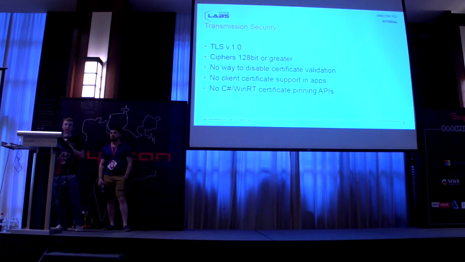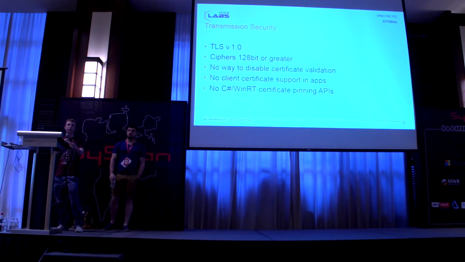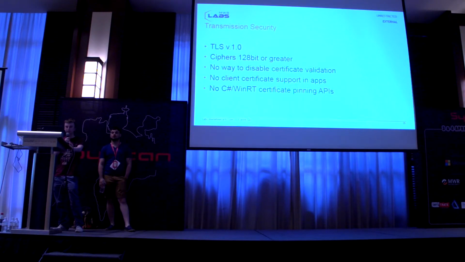So on Windows Phone 8, it supports TLS 1.0 by default, whereas if you compare this to iOS, iOS is on TLS 1.2 in the latest SDKs. So Windows Phone is a little bit behind like that. But there are no weak ciphers supported at all, only ciphers of 128 bits or greater in key strength.